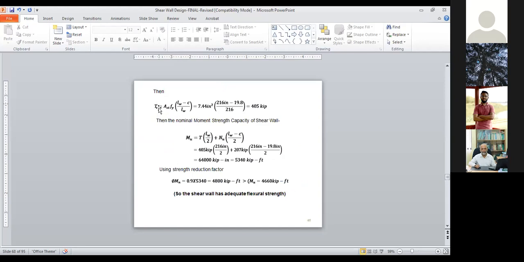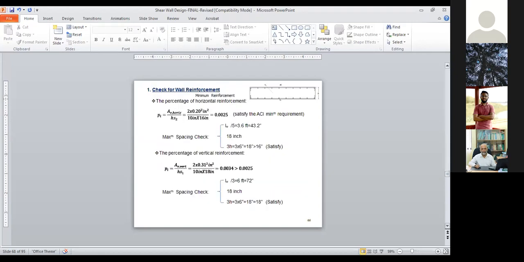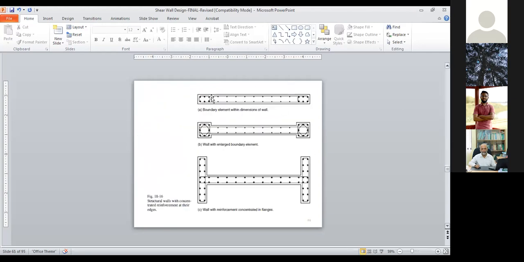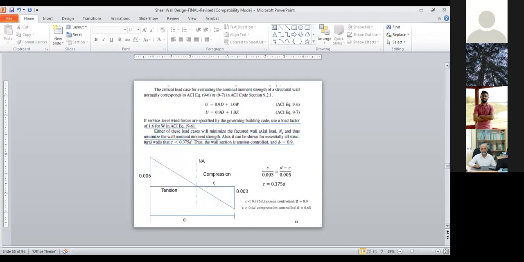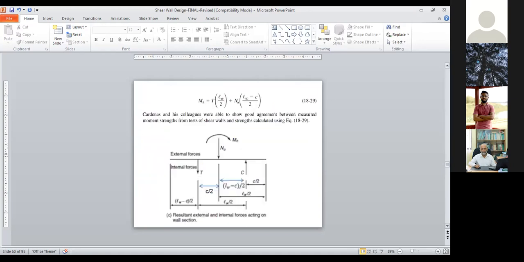Now we can calculate the tension force, that I already discussed this equation. This is the total amount of steel times Fy, then Lw minus c divided by Lw. You will get the tension 405 kips from the steel in tension zone. And finally, you can calculate the moment, T times Lw by 2 plus Nu times Lw minus c by 2. This equation we already discussed. If you forget, you can come here and see how we get it. It's not that difficult an equation.